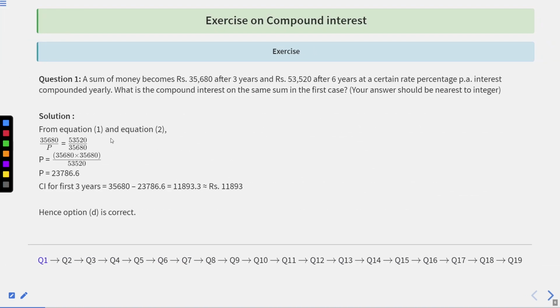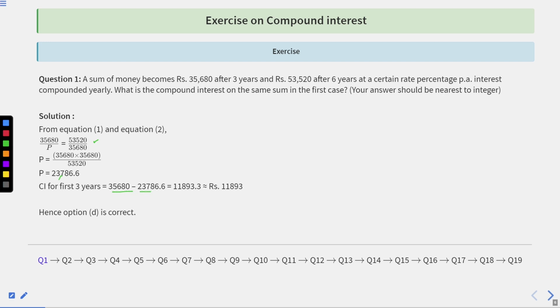Now we have two equations and we can use them to obtain the value of p. So 35,680 upon p is equal to 53,520 upon 35,680. When you simplify this, you will have p equal to 23,786.6 rupees.